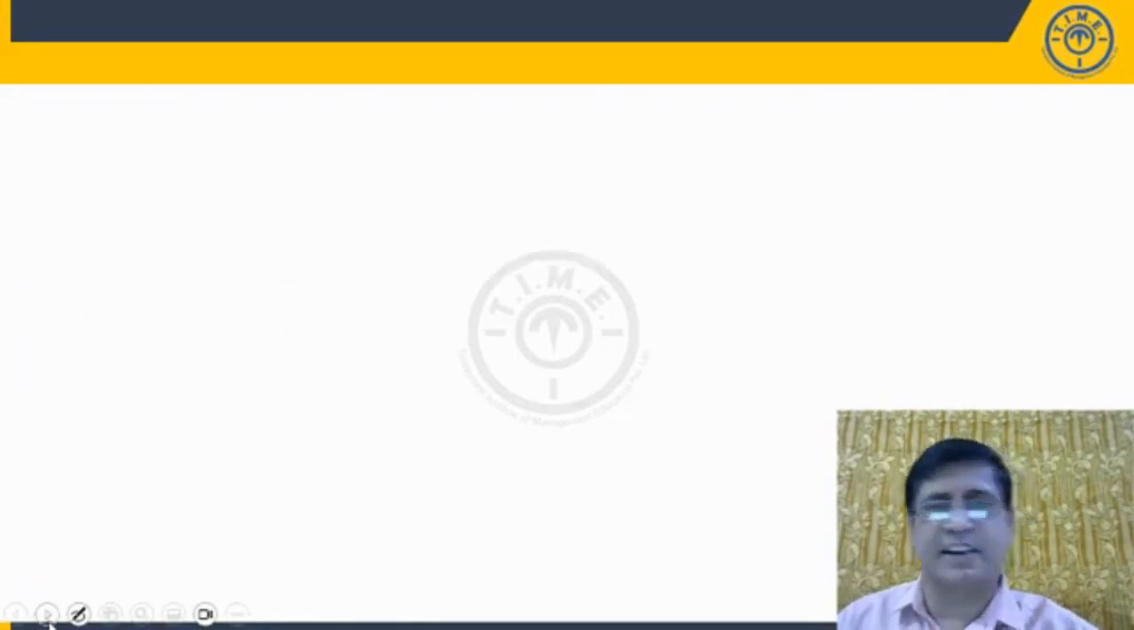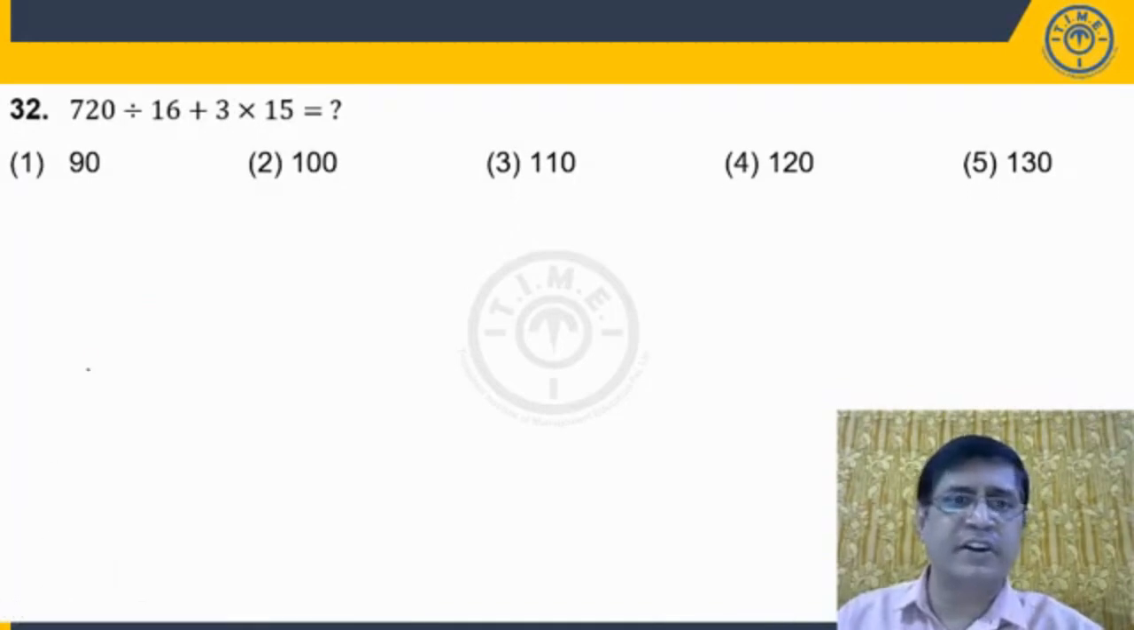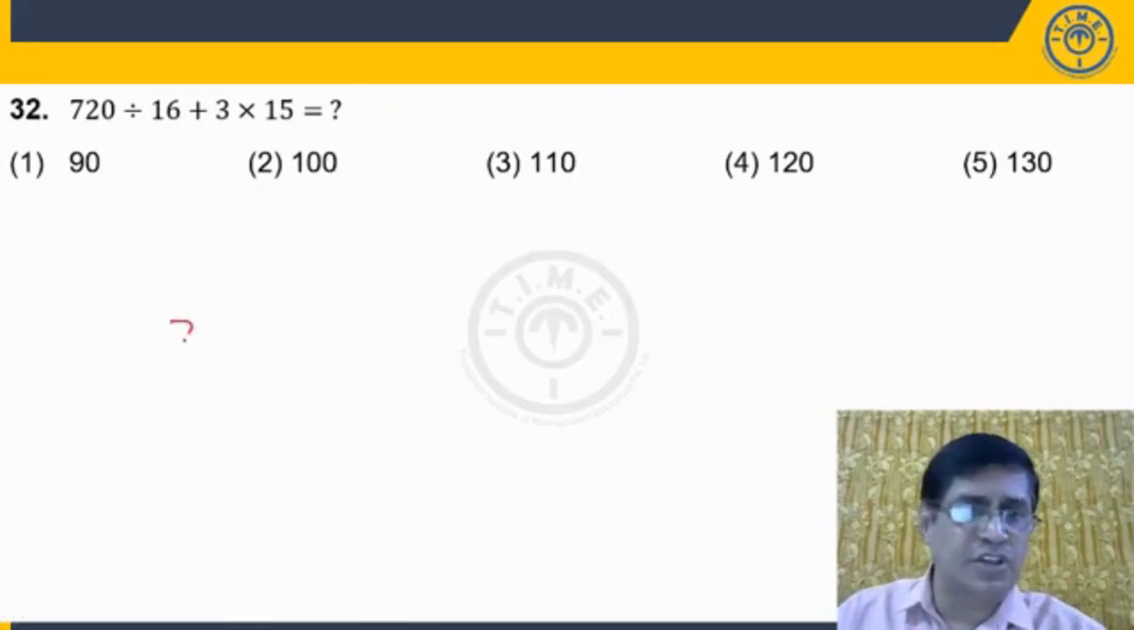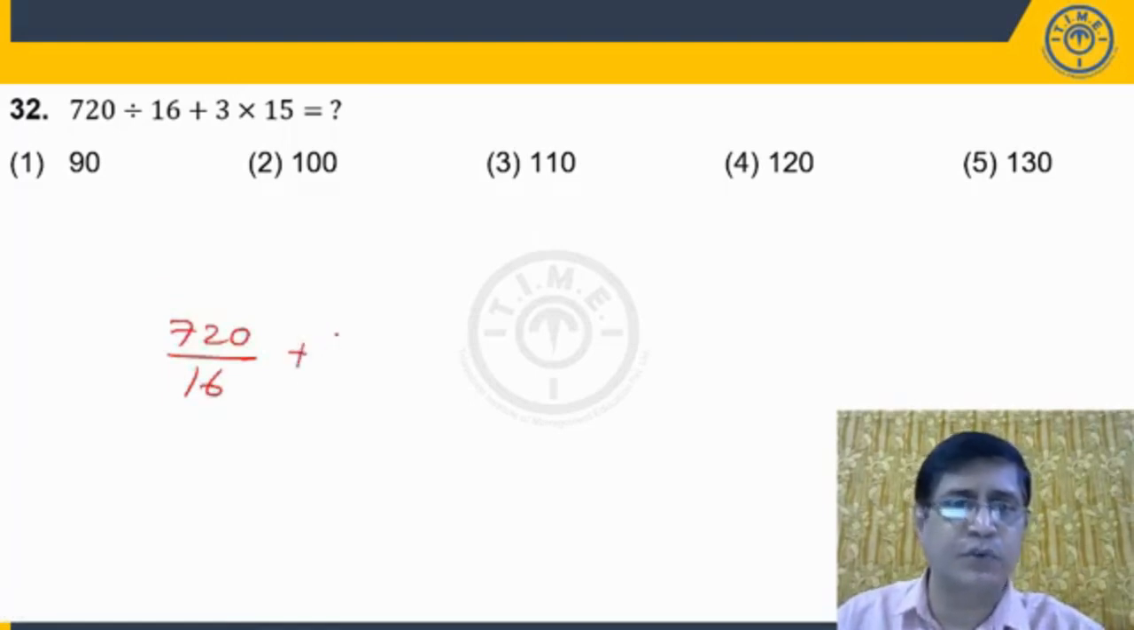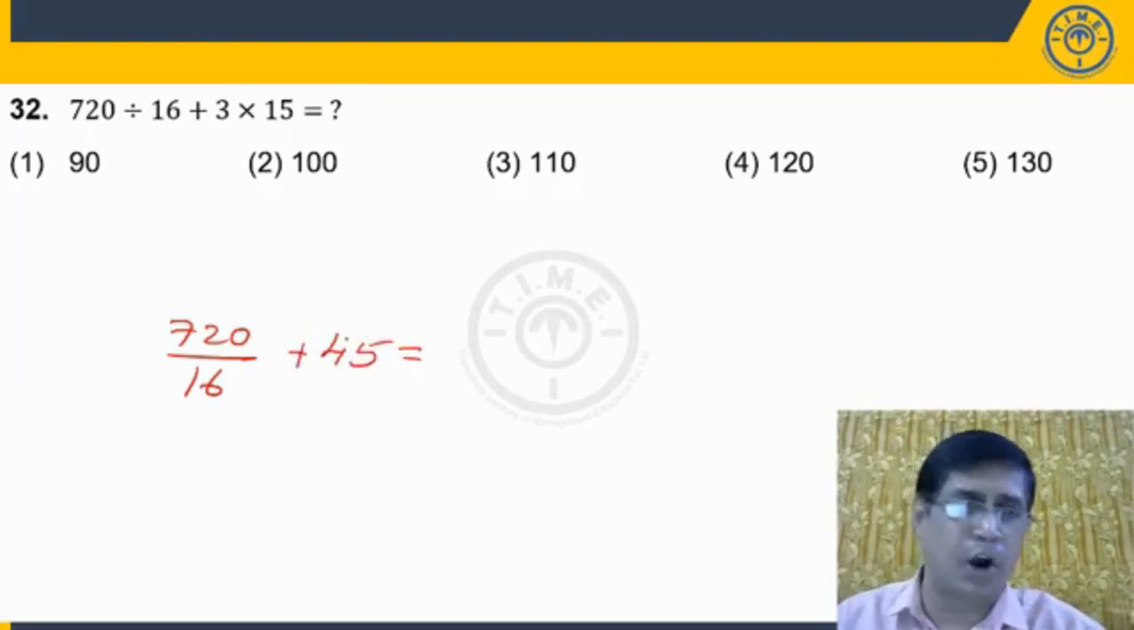Now look at the second question on your screen. 720 divided by 16 plus 3 into 15. 3 into 15 means 45. Yes, my dear students, you are supposed to apply the BODMAS rule. Now 16, how many times does it go into this? 16 goes 45 times.